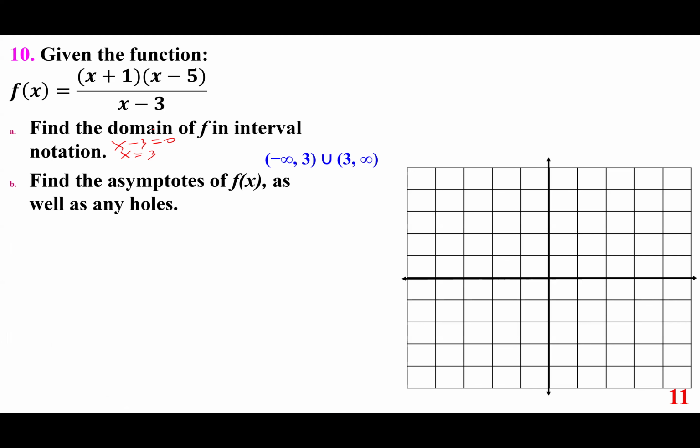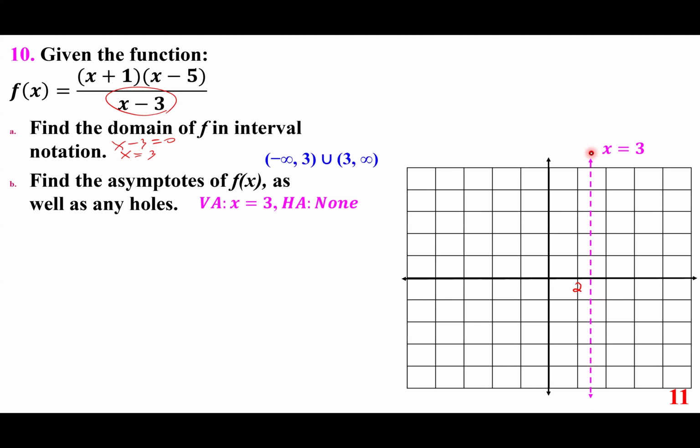What about the asymptotes? Vertical asymptote is very easy, x equals 3. There is no horizontal asymptote. So x equals 3. I'm going to say, okay, each tick mark is 2. So somewhere here between 2 and 4, x equals 3.